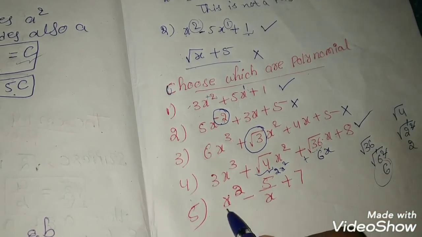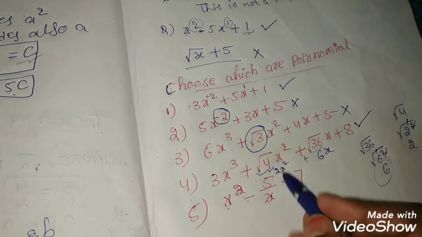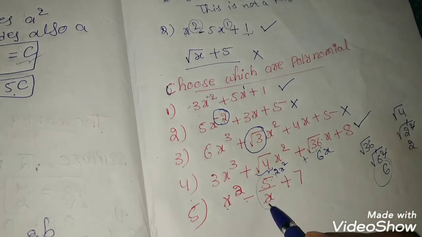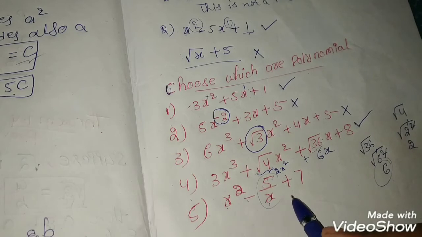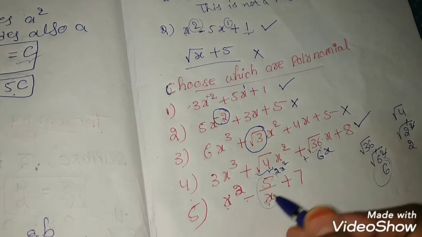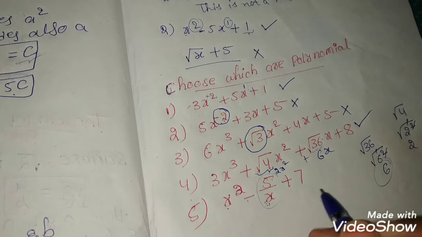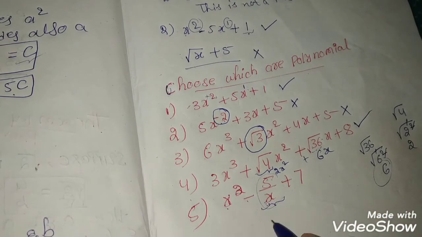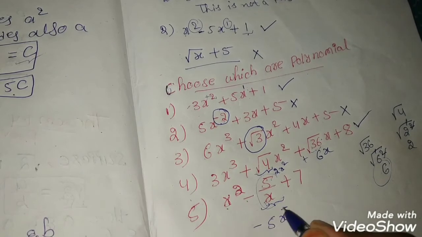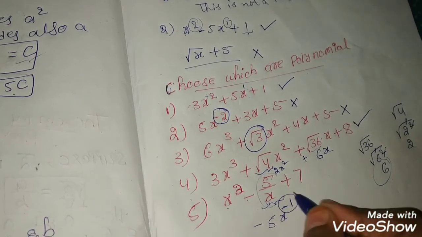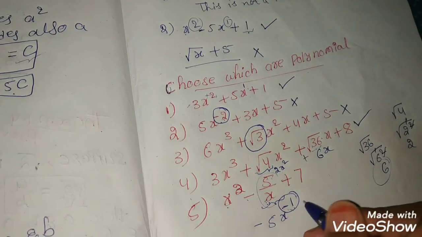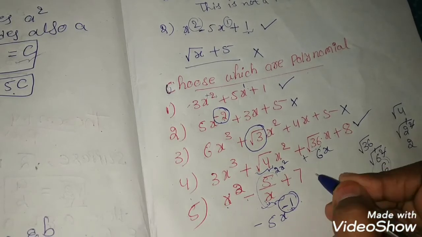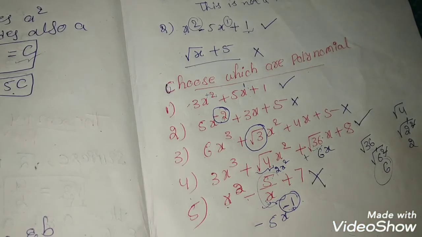See here, x square minus 5 by x plus 7. See, fractional values: in the denominator, the variable should not come. If the variable is in the denominator, then this is not a polynomial. Understand? Why? Because this can be written as 5x power minus 1. So this is a negative integral power. What do we need? We need a positive integral power. So definitely we can say this is not a polynomial.